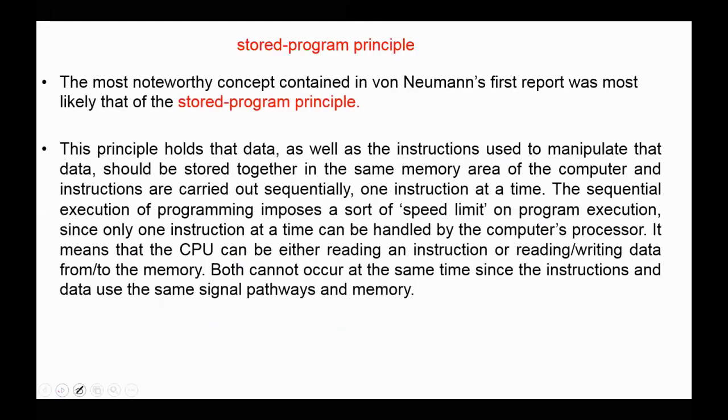According to this principle, the stored program concept, both instructions and data are stored in memory. Instructions are carried out sequentially, one instruction at a time. The sequential execution of programming imposes a sort of speed limit on program execution compared with the Harvard architecture, since only one instruction at a time can be handled by the computer's processor. This means that the CPU can be either reading an instruction or reading or writing data from or to the memory. Both cannot occur at the same time, since the instructions and data use the same signal pathways and memory.